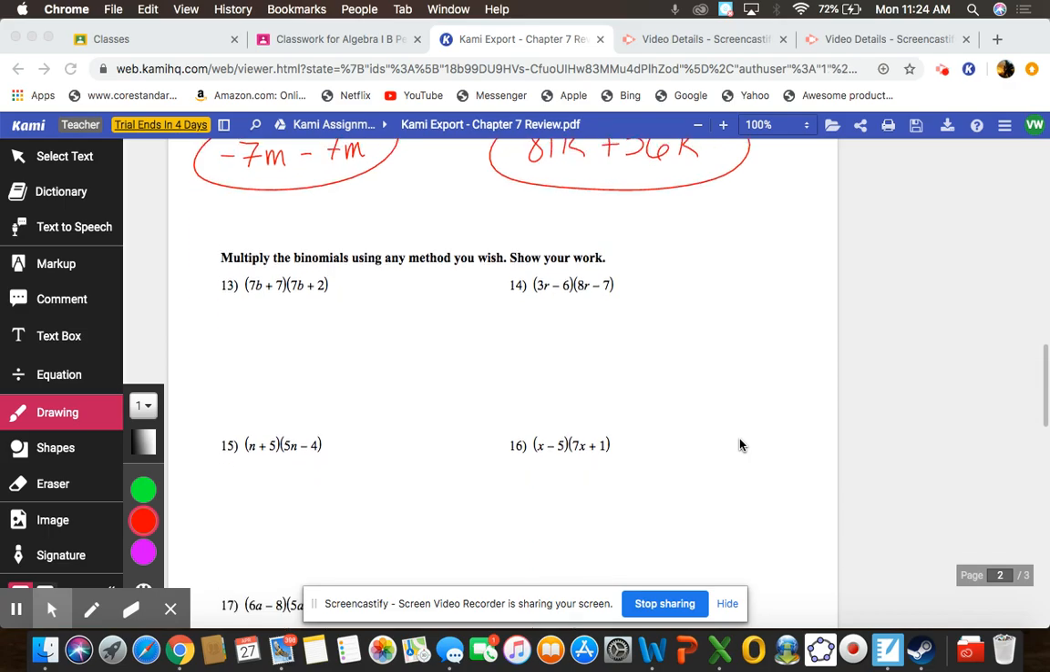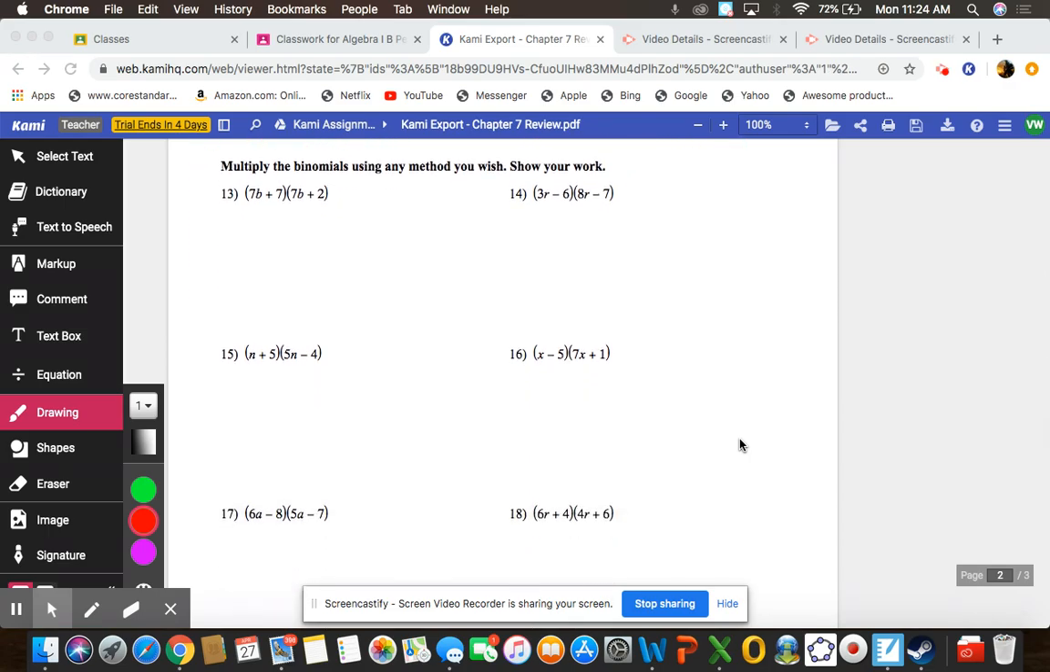We are finishing up the Chapter 7 review. This is 13 through 18, where we need to multiply the two binomials. We can use any method that we want. Remember, we've got two methods that we can use. We've got FOIL, and we've got the box. You can do these any way that you want.